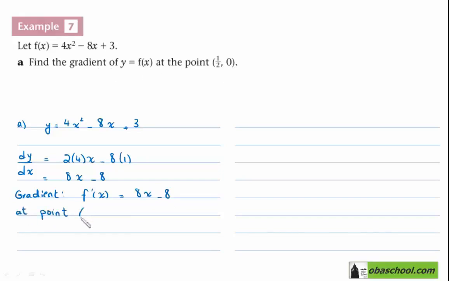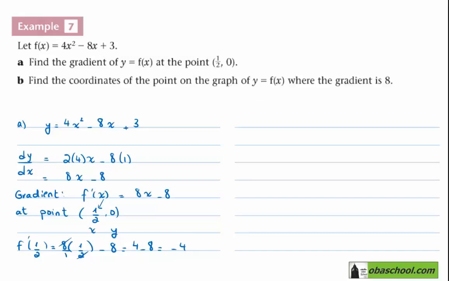At the point half, 0, we do direct substitution in f prime of x. We are going to substitute x, where x is half, in f prime of x. It will be f prime of half: 8 multiplied by half minus 8. 8 multiplied by half is 4. Minus 8 equals minus 4. Therefore, we can say at the point half, 0, the gradient is equal to minus 4.